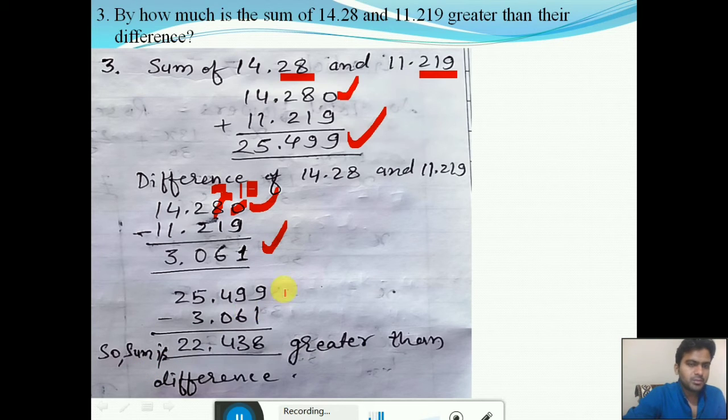Now we have to find how much the sum is greater than the difference. The sum we got, this is the sum and this is the difference.